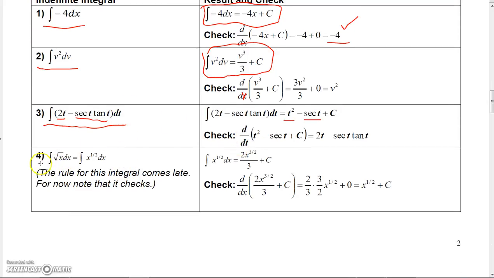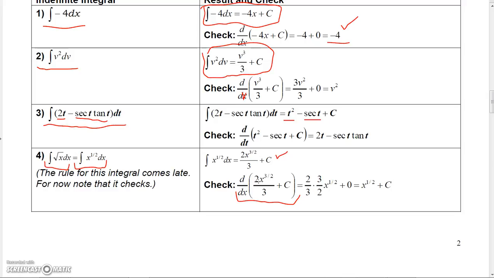Now this one is a little more complicated, so I'm going to just give you the answer on this one and then check it. I'm going to claim that if I want to integrate square root of x dx, which is x to the 1/2 dx, the antiderivative of this is 2x to the 3/2 over 3 plus a constant. Now, if you don't believe me, let's take the derivative of the result and see if I get square root of x.